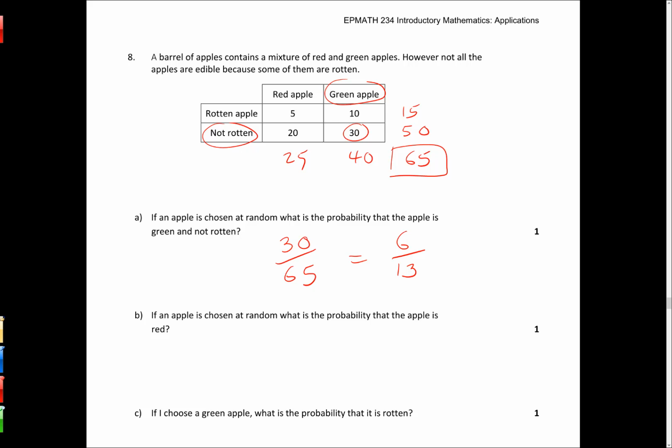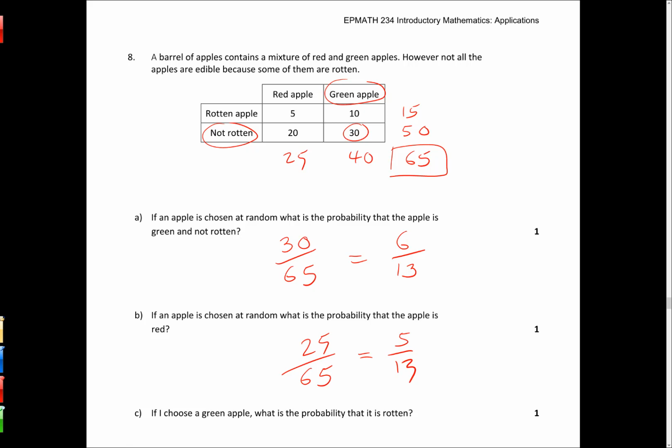If an apple is chosen at random, what's the probability that the apple is red? Okay, well again, we're just choosing an apple at random out of the 65, and how many of them are red? 25 of them were red. Didn't care whether they were rotten or not. 25 were red. And that can simplify down to 5 on 13. 5 5s up top, 13 5s down the bottom.